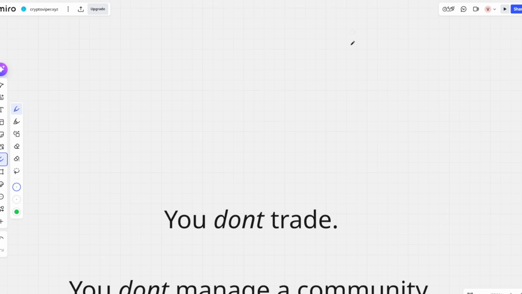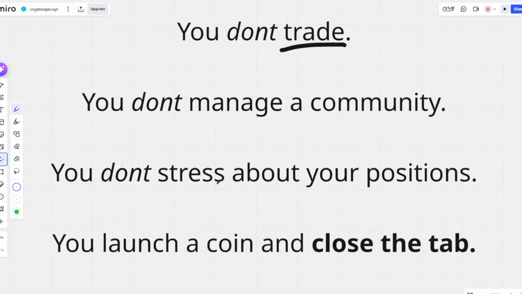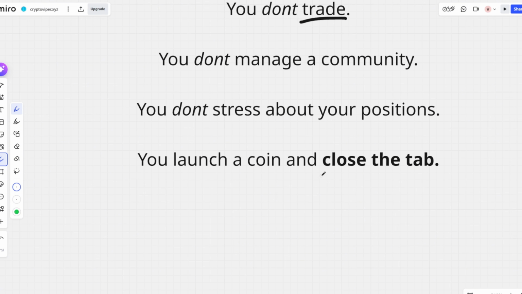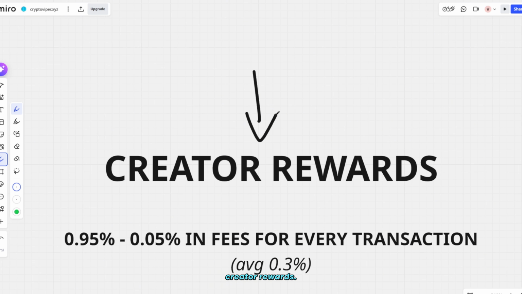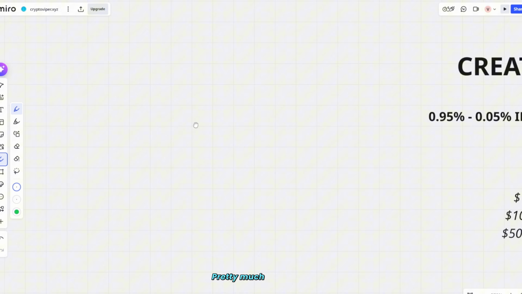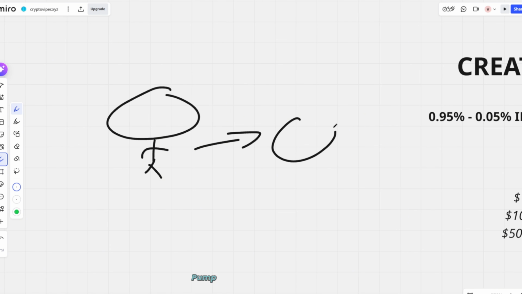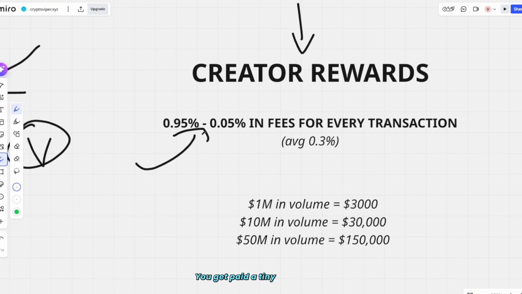Like I've just said, you don't trade, you don't manage a community, you don't stress about your positions. You launch a coin and then you close the tab. The way you do this is with something called creator rewards, and this is an untapped gold mine for developers. When you, a developer, launch a coin on Pump Fun, let's say we launched the Viper coin, and the coin starts doing super well, you get paid a tiny percentage of fees for every single transaction. On average, it's 0.3%, but it can go higher, or as low as 0.05%. You essentially make money when other people trade.